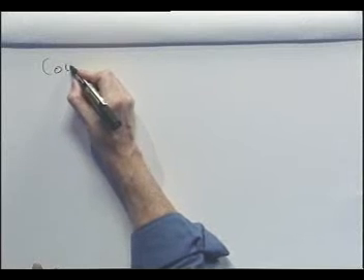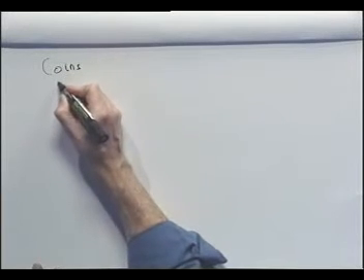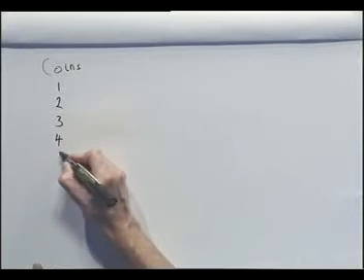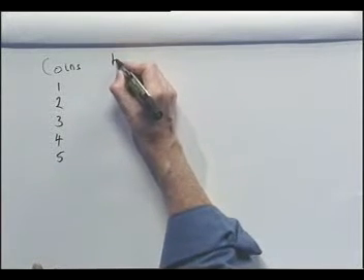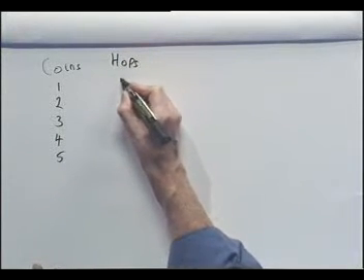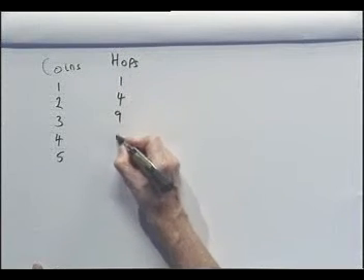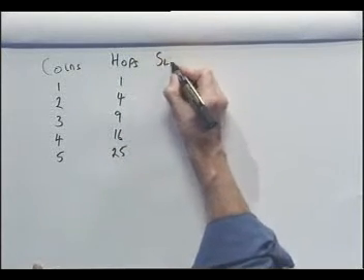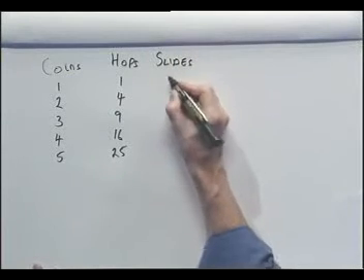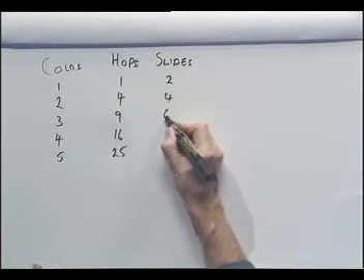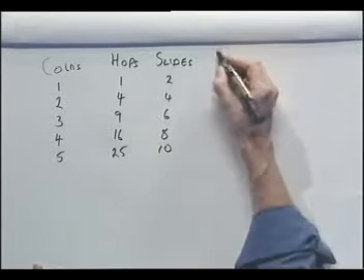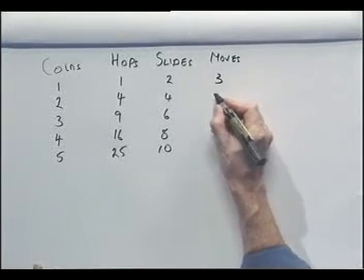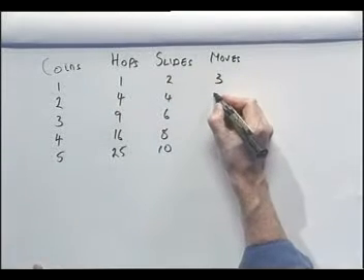So here we've got the coins and the number of coins on each side: 1, 2, 3, 4, 5. Then we had the number of hops. That was 1, 4, 9, 16, 25. Then we had the number of slides, and that was 2, 4, 6, 8, 10. And then the total number of moves, which we got from the total of the hops and the slides.